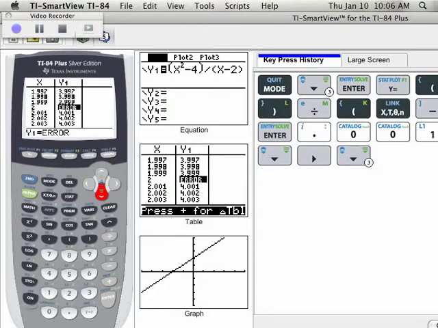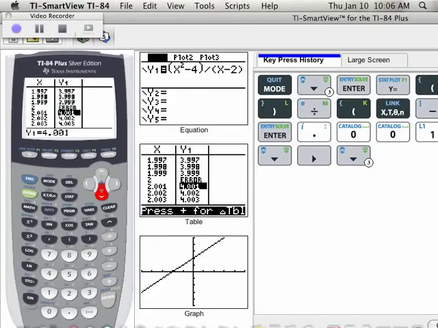When I'm at 2.01, I notice that my y value is 4.01. When I'm at 2.002, it's 4.002. So even though I don't have a value when I get to 2, what number should it be? 4. Because I'm really close to 4 when I'm under 2, and I'm really close to 4 when I'm over 2. So the limit as I approach 2 is 4.